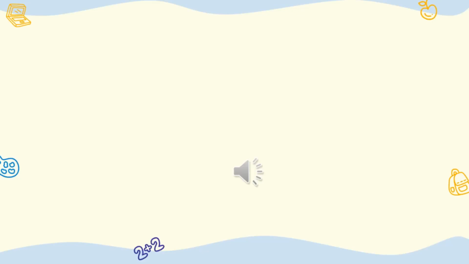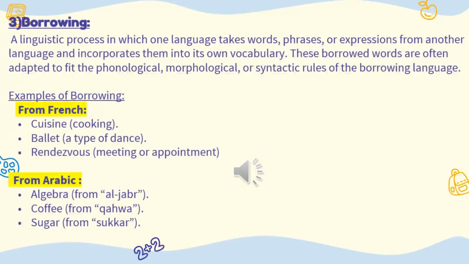Third type, which is borrowing, is a linguistic process in which one language takes words, phrases, or expressions from another language and incorporates them into its own vocabulary. These borrowed words are often adopted to fit phonological, morphological, or syntactic rules of the borrowing language. First, we have words from French, like cuisine, which is cooking, ballet, which is a type of dance, rendezvous, which is a meeting.